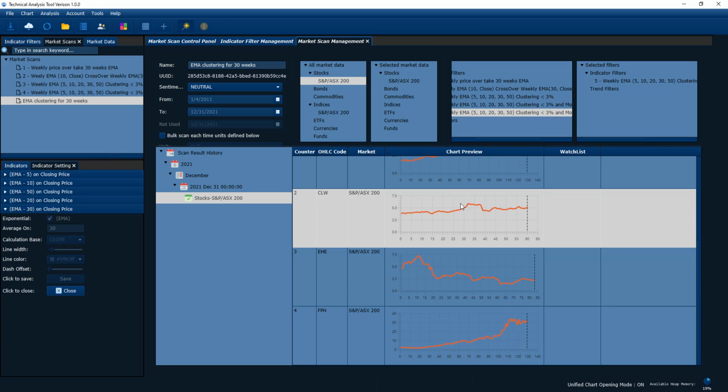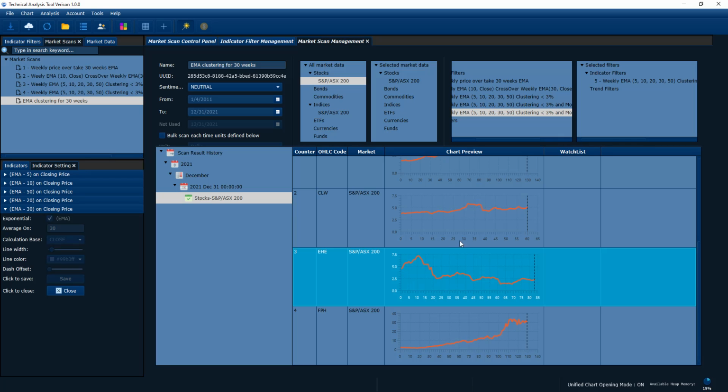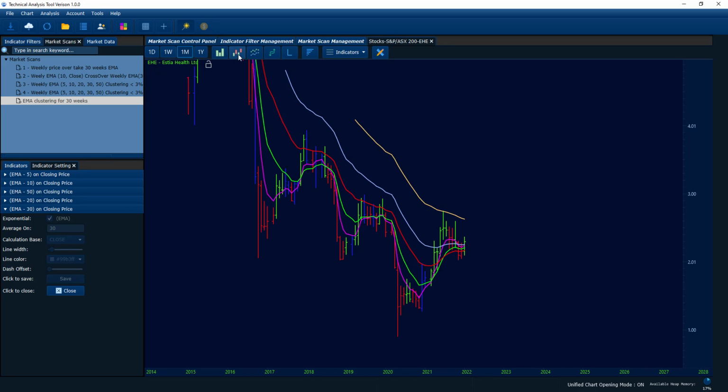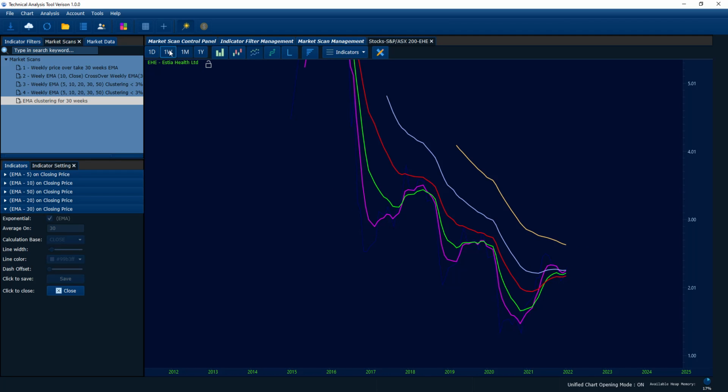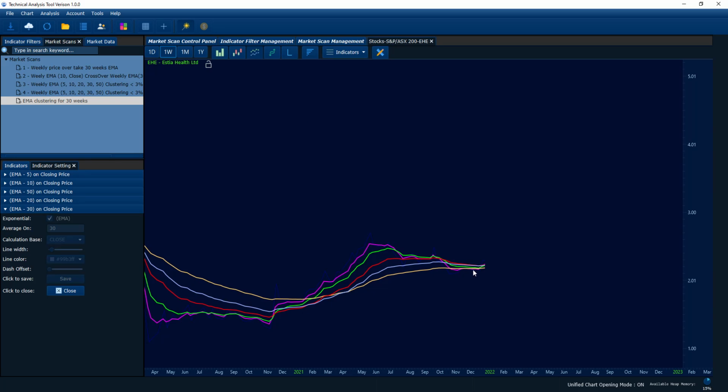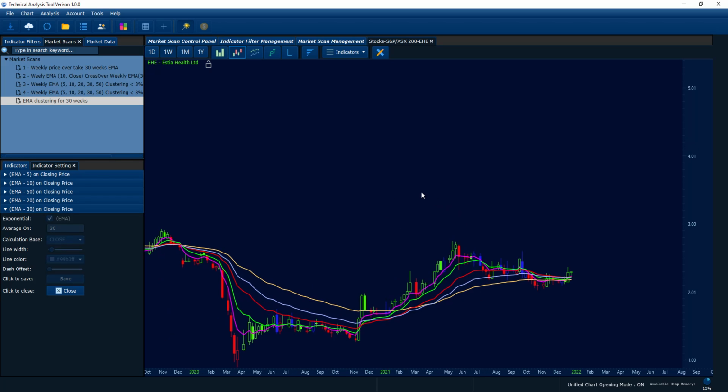Okay. So this couple of shares, the EHE also in here. Let's take a look at the weekly chart. It absolutely fulfills our condition, right? 10 weeks right here. Cool. So this is another good one, right?